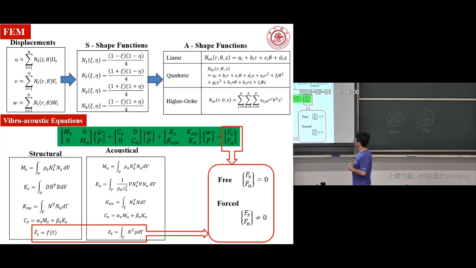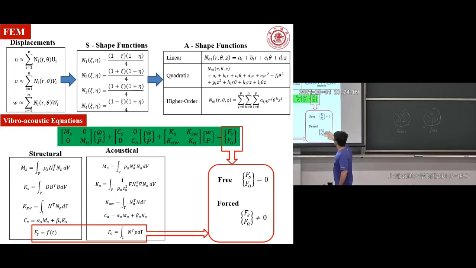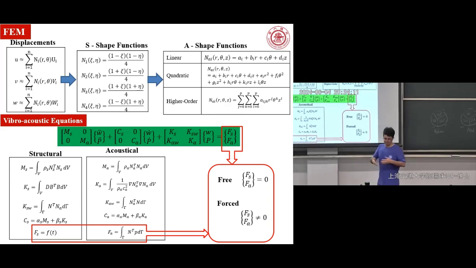Finally, if we want to solve for free or forced vibrations, it's well known. If you want to extract natural frequencies or shape functions, you have to use free vibrations. So at that time, Fs and Fa are zero. But non-zero is defining forced vibration in some cases.